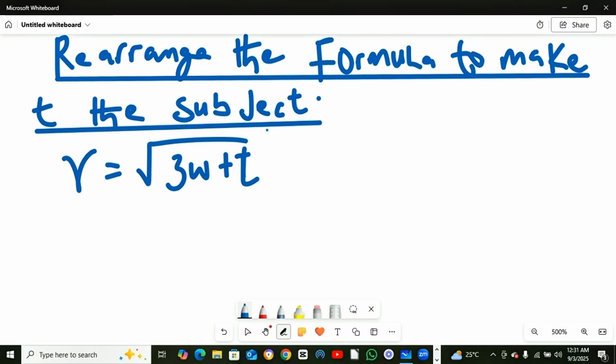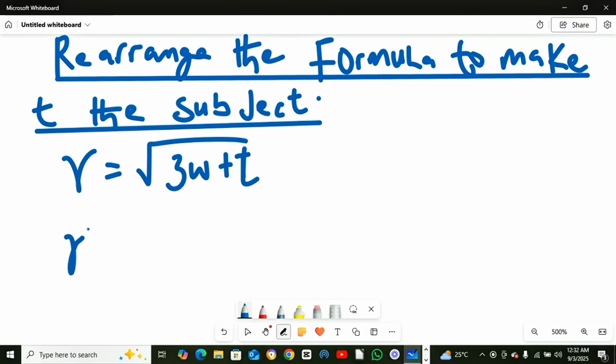Today we want to rearrange this formula to make t the subject. So the first thing we're going to do is to eliminate this square root. To eliminate the square root, we have to square it. The square is the opposite operation. The square will eliminate this. So whatever we do on this side, we do on the other side.